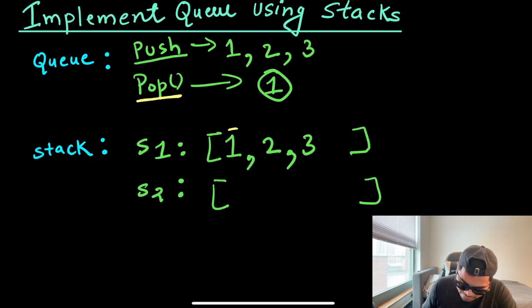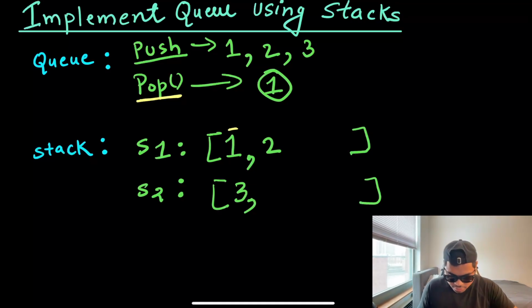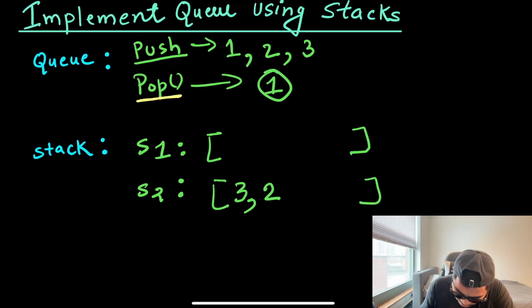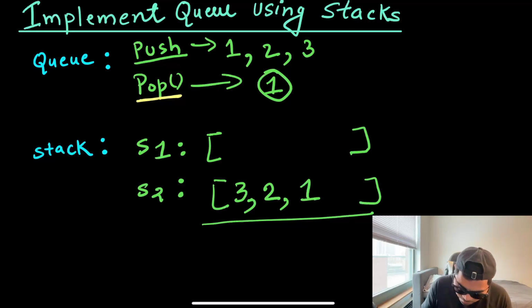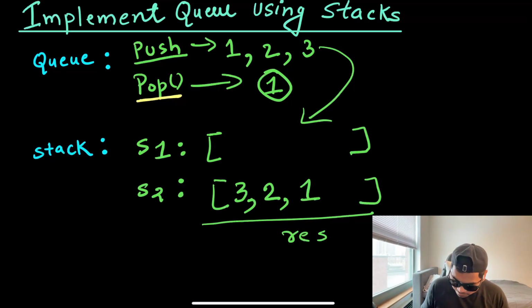So I'll just take this element. Let's say I'll take out 3, and I'm gonna push it to my stack 2, and pushing basically shifts things in. And then I'm gonna take out 2, and push it to my stack 2. Then I also take out 1, and push it to my stack 2. Now my stack 1 is empty, but my stack 2 has all the elements that were pushed onto my stack 1, but they are in reversed order.